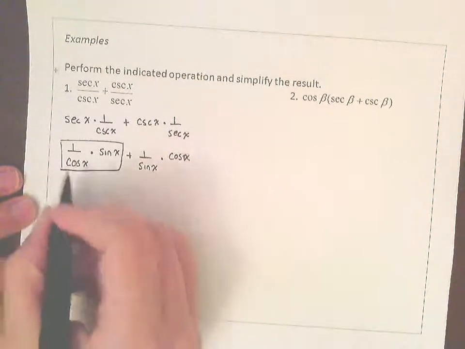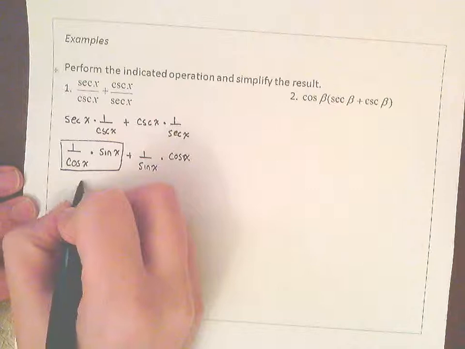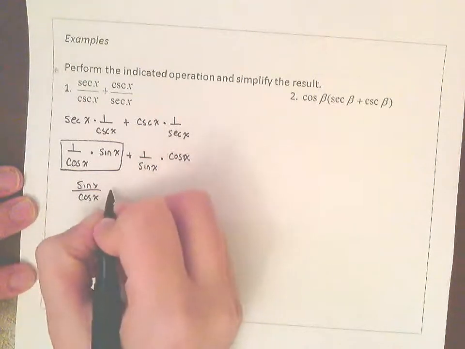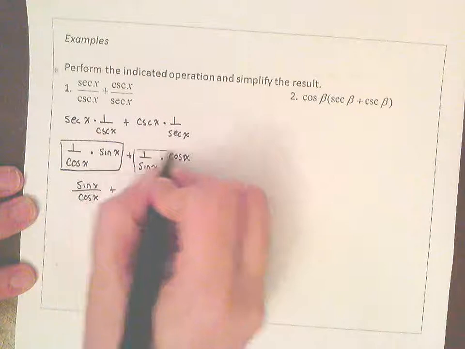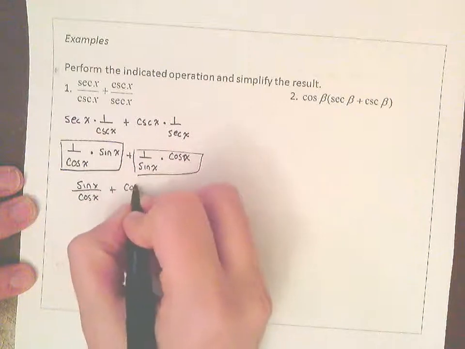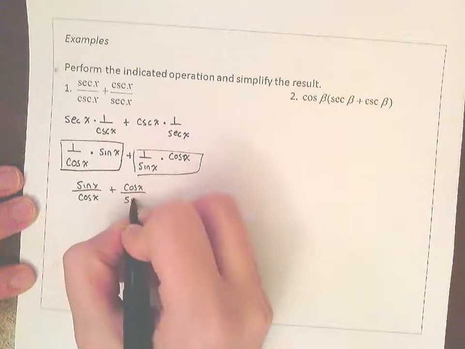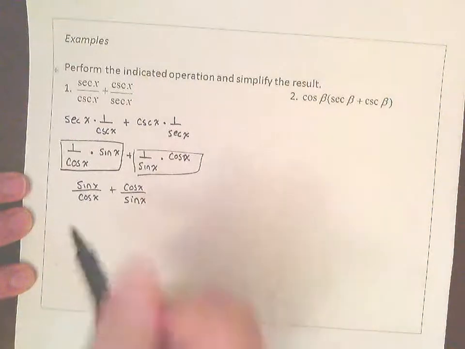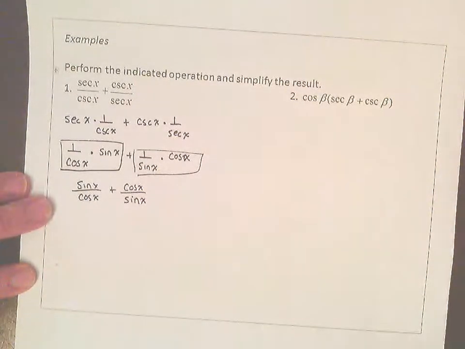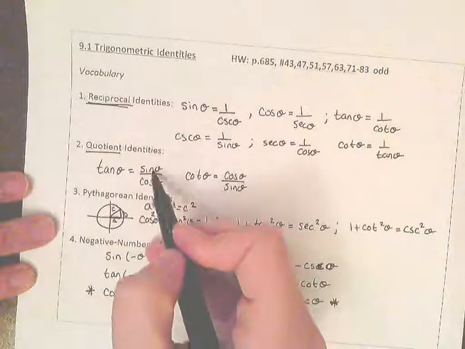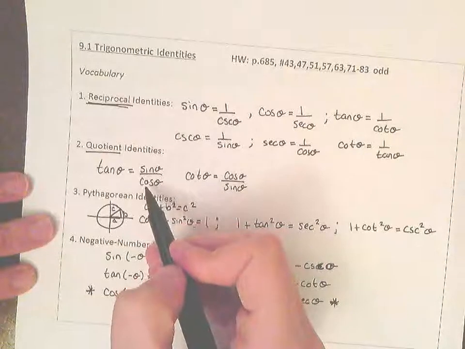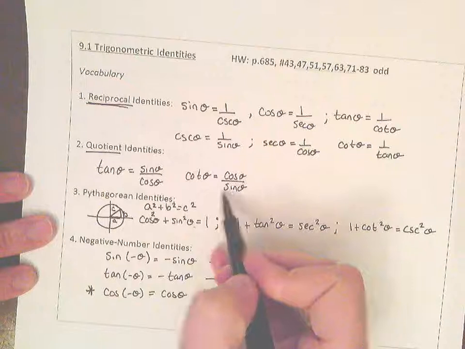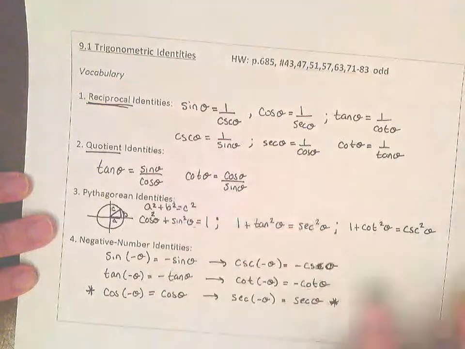Now look what happens here. So I'm going to bring these back together. So when I do, this becomes sine of x over cosine of x. Plus, bring these back together. This is cosine of x over sine of x. And now I can use my quotient identities. So sine over cosine is equal to tangent, and cosine over sine is equal to cotangent.